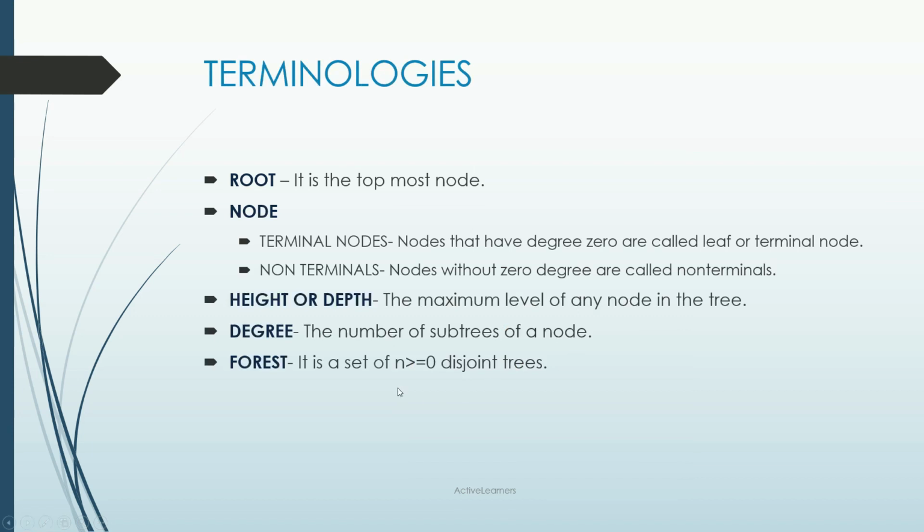And the degree we have seen earlier. And the next one is the forest. You know very well, if you look into a forest, many trees will be there. So if you have many trees, then we call it a forest. In the same way, if you have a set of n greater than or equal to 0 disjoint trees, then we can call that a forest.